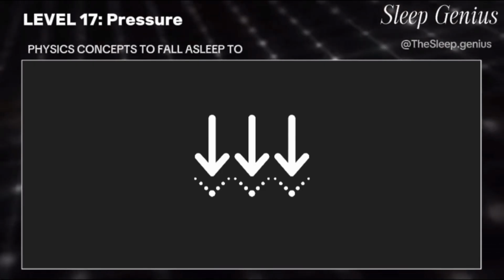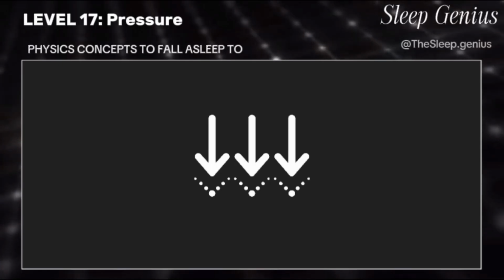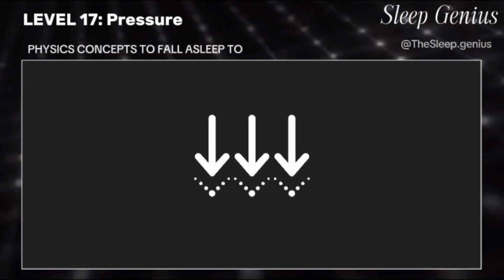Pressure is meaningful only where force acts on a surface. It varies with area and medium. Pressure teaches that spreading force reduces its effect, while concentrating force increases impact. Observing pressure guides design and safety.